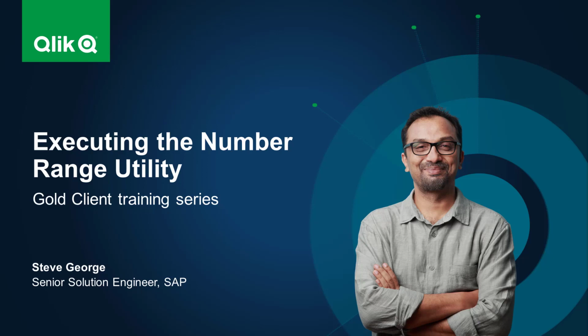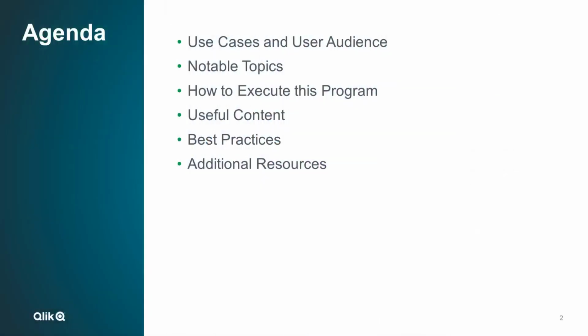In this video, I provide insight and how-to content for the Gold Client number range utility. I feel obliged to mention that this content is an advanced topic, but if you have prior experience working with number ranges, that could prove helpful here. This video will focus on these key topics: use cases and the intended user audience, notable topics related to this program, and how to execute this program. I will conclude with several useful topics, a summary of best practices, and where to locate additional resources.